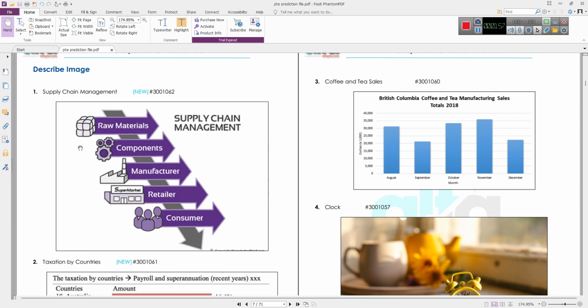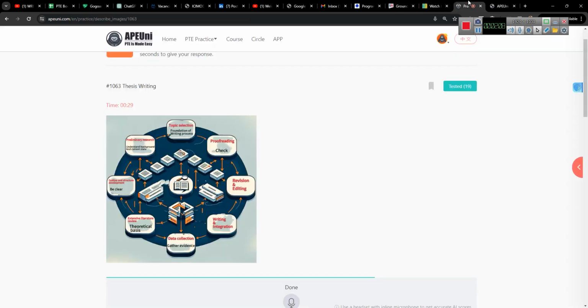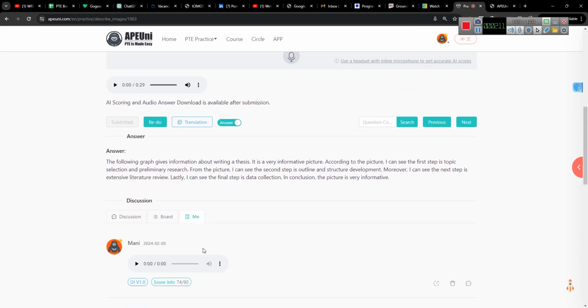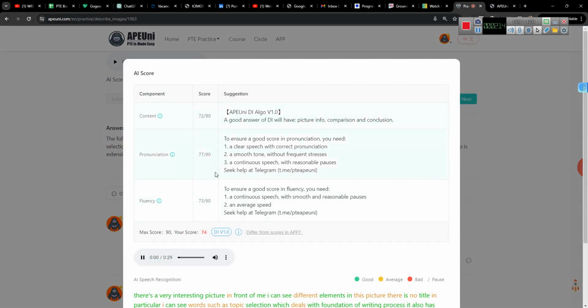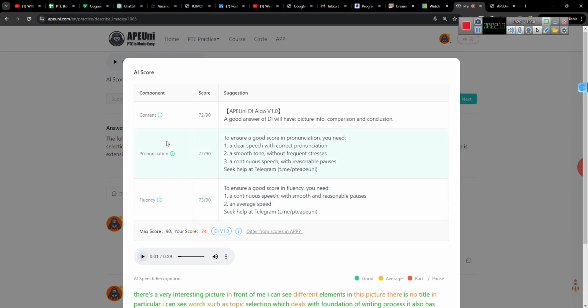So there are a lot of different templates out there in the market that you can use for the describe image, but whatever template you use, guys, the main three things that you are supposed to be focusing on are definitely your content, pronunciation, and fluency, right? So this is the AP Uni website, and I just gave a describe image practice from one of the random questions out there. So content, pronunciations, and fluency are the three categories in which you are marked.